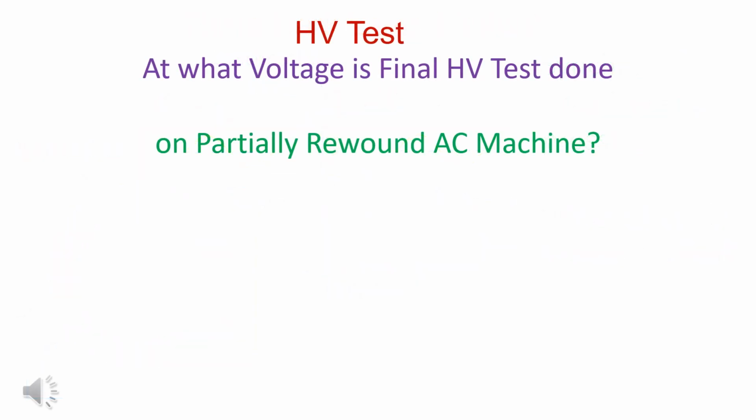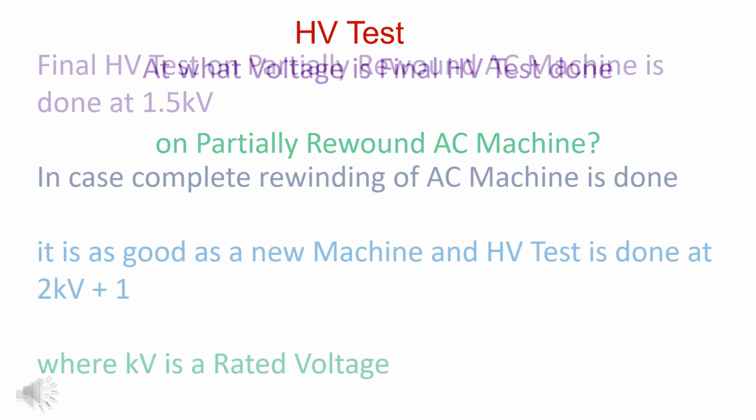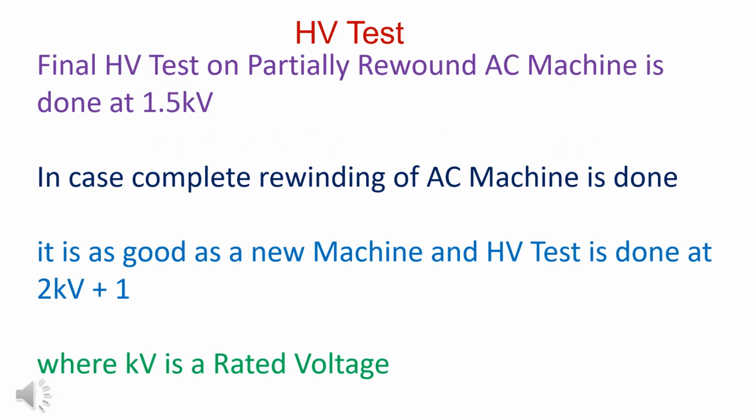At what voltage is the final HP test done on a partially rewound AC machine? It is done at 1.5 kV, where kV is the rated voltage of the electrical machine.